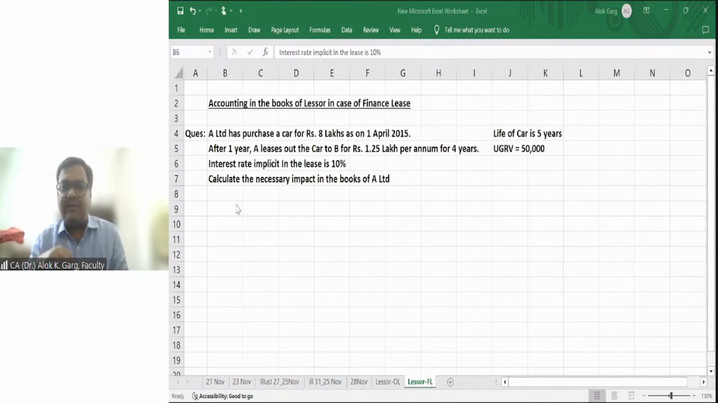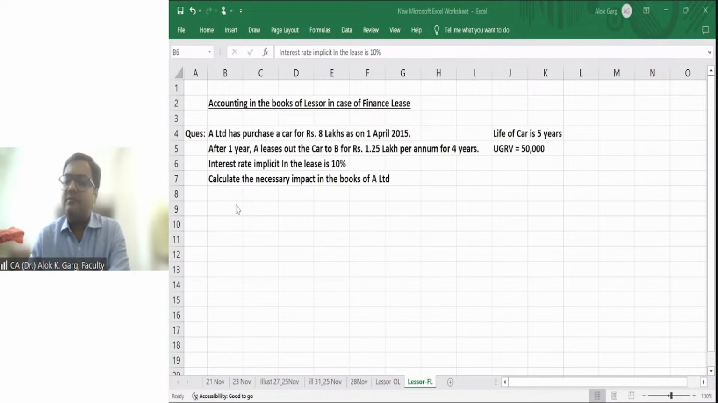So let's say today the value of the car is, for example, 8 lakh rupees, and I am giving it to you for 4 years. Whatever rentals I take from you at the end of the first year, second year, third year, fourth year, if I compute the present value of those lease rentals, it should come out near to 8 lakh rupees.